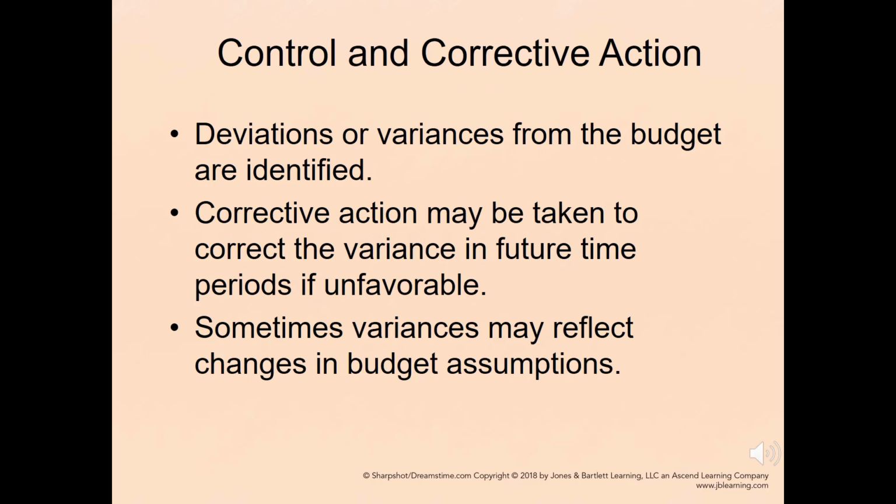For control and corrective action, deviations or variances from the budget are identified. Corrective action may be taken to correct the variance in future time periods if unfavorable. Sometimes variances may reflect changes in budget assumptions.